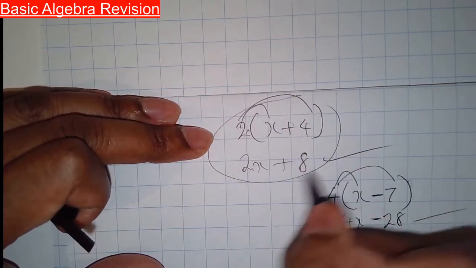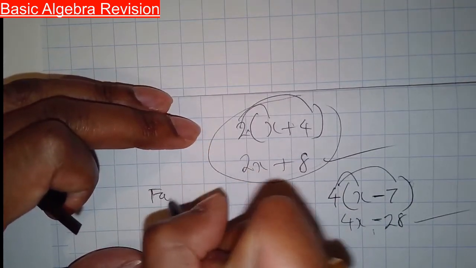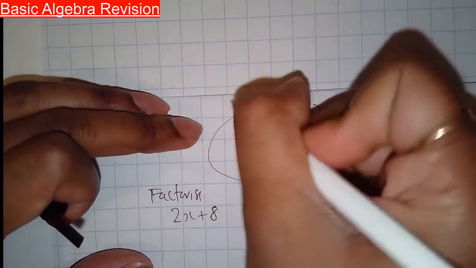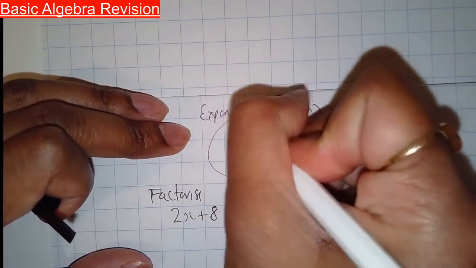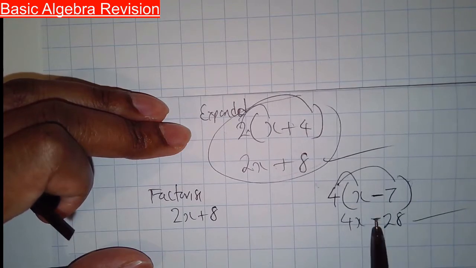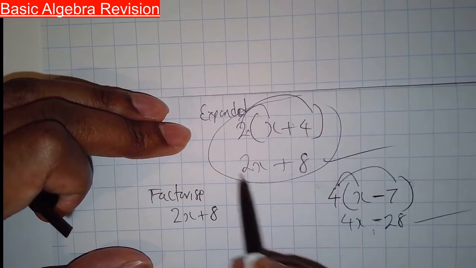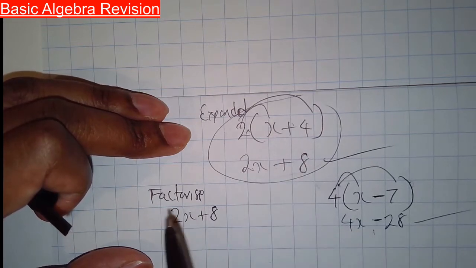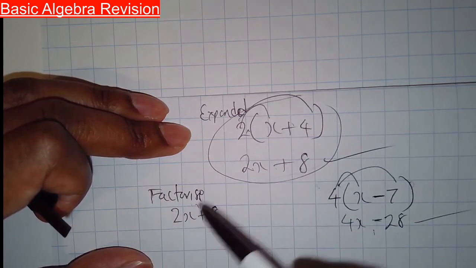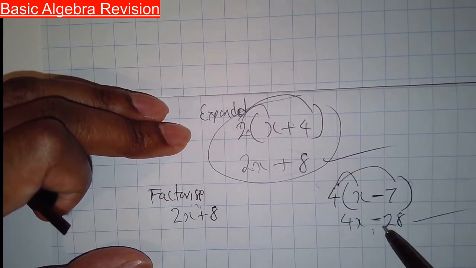But what if I started off with this instead? And I was told to factorize it. Here, remember, I've expanded this to get this. But what if I want to go backwards? Say I'm given this, 2x plus 8. Factorizing this will take me back to that.